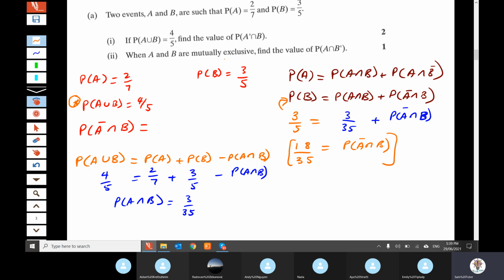When A and B are mutually exclusive, find the value of probability of A and not B. So what does mutually exclusive mean? Tiana, again, see if you can find it really quickly in your booklet. They're like two separate circles, so it would be probability of A plus probability of B. No, I don't think so. Yes. So you're saying probability of A and B is equal to 0.